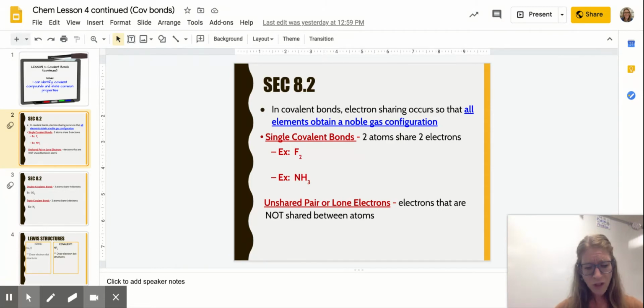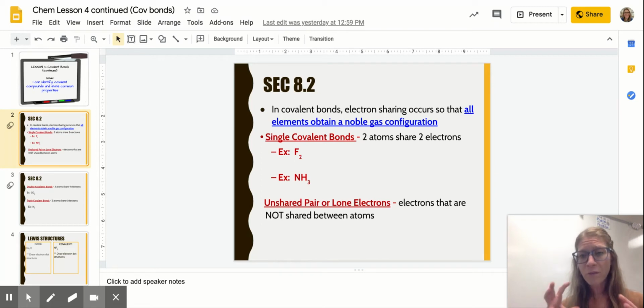So section 8.2. In covalent bonds, electron sharing occurs. Those electrons are shared so that all elements obtain a noble gas configuration. Noble gases have 8 valence electrons. They are happy and stable, and that's what all atoms and elements are trying to achieve. So covalent bonds share their electrons so they can have that noble gas configuration. We're going to get into single bonds, double bonds, and triple bonds. A single covalent bond is when 2 atoms share 2 electrons.